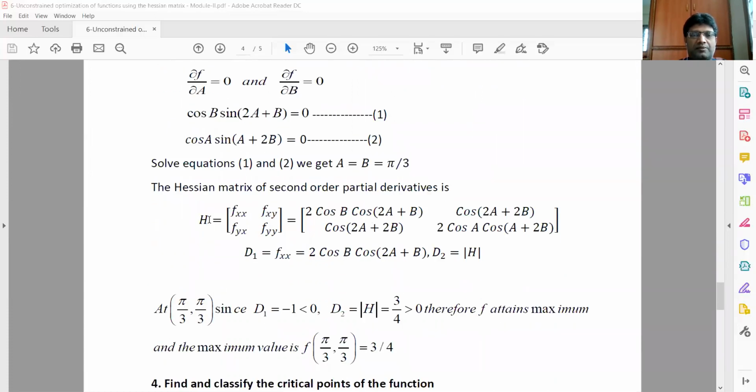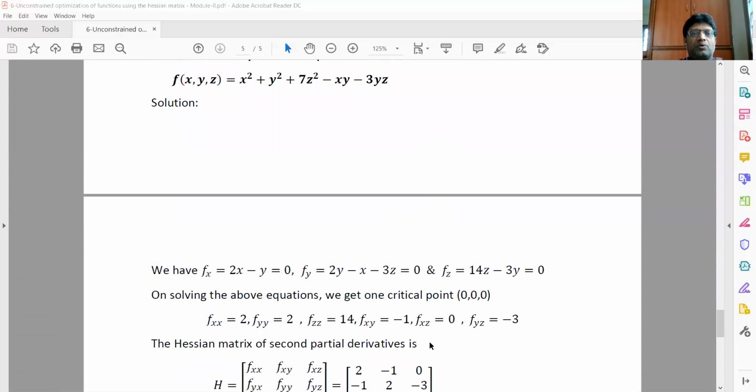Now calculate the second order partial derivatives, the Hessian matrix. We will get this one. So D1 is this value and D2 is the determinant of this. At that point, clearly D1 is minus 1, which is less than 0, and D2, if you substitute pi by 3 and pi by 3 here and expand the determinant, is 3 by 4, which is greater than 0. So one is less than 0, another one is greater than 0. Therefore, this point is acting as a point of maximum, and the maximum value, if you substitute that point in the function, is 1 by 8.